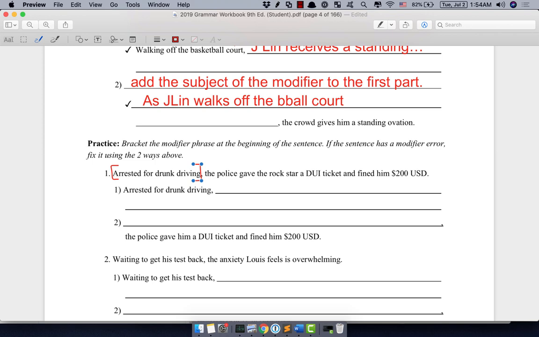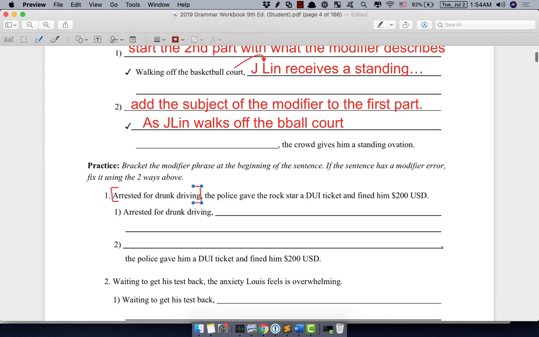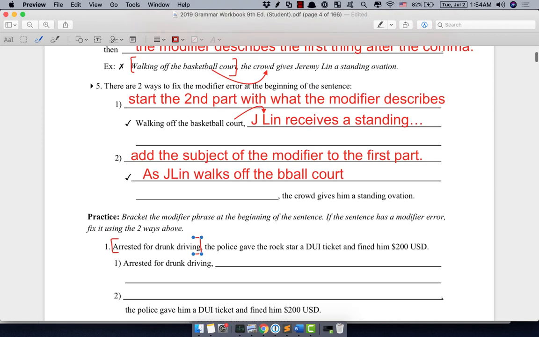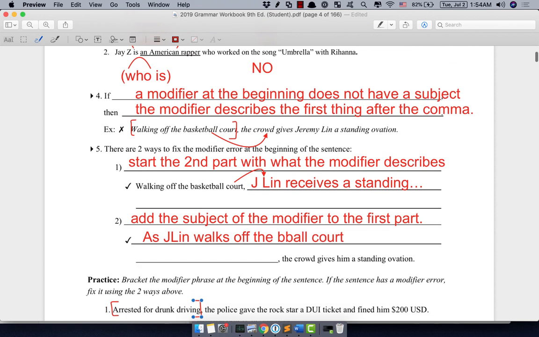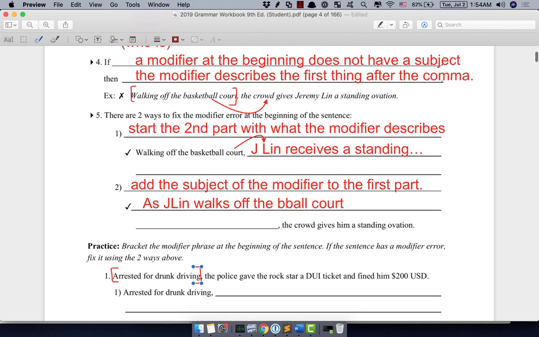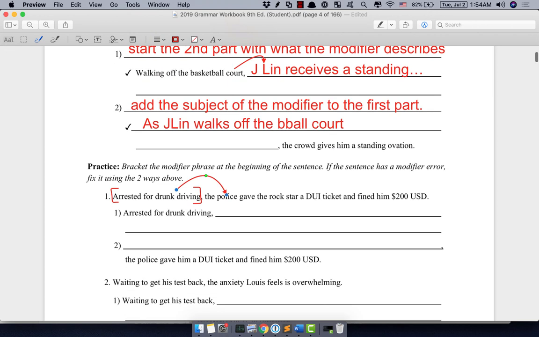Arrested for drunk driving here does not have a subject, meaning that if you just read this part, you don't know who is being arrested. Then where would you find out? The rule says the modifier describes the first thing after the comma. So this here, arrested for drunk driving, describes the police. And that's incorrect. So what should arrested for drunk driving be describing? It describes the rock star.